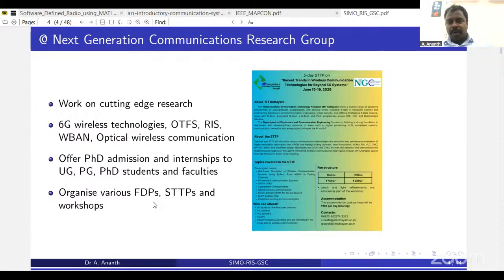And we have an upcoming FDP or STTP in the next week, which is on recent trends in wireless communication technologies for beyond the 5G systems. So we have both online as well as offline participations. Okay, so those who are interested to know much more about the technologies that may support beyond 5G systems can register for this workshop or STTP.